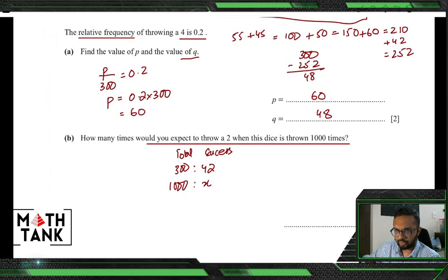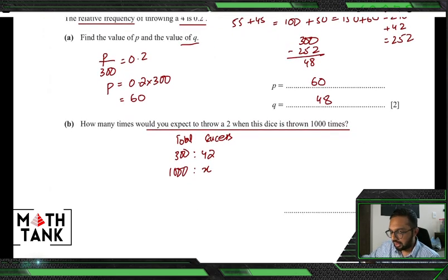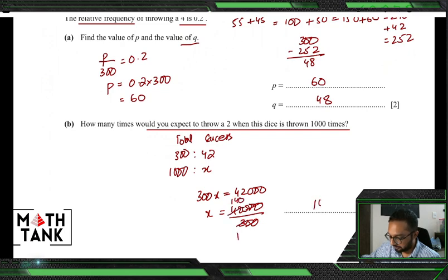Again, a question on ratios, or you can also use relative frequency. It means the same thing. 300x equals 42,000 basically, 42,000. So 42,000 divided by 300, what do we get? 3 times 1, 3 times 4, 140.